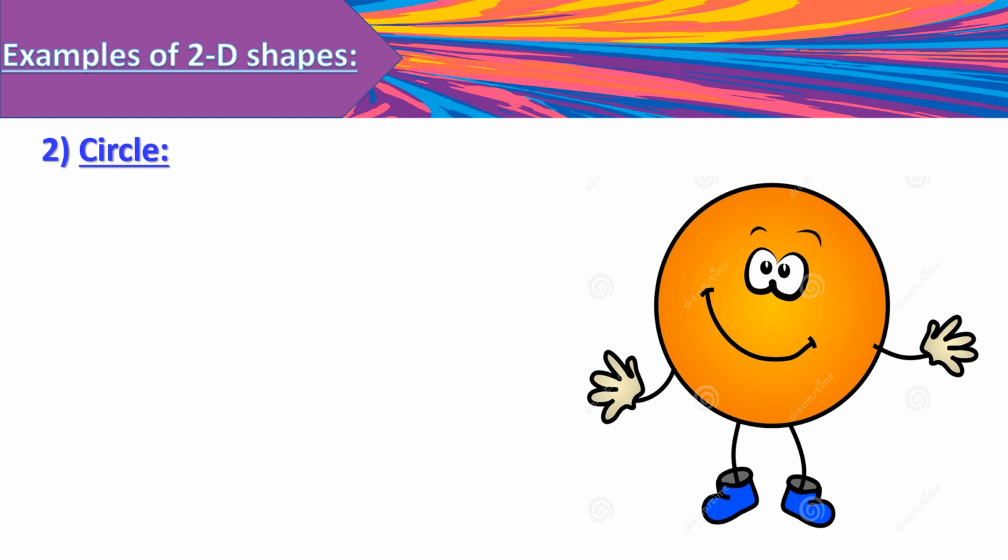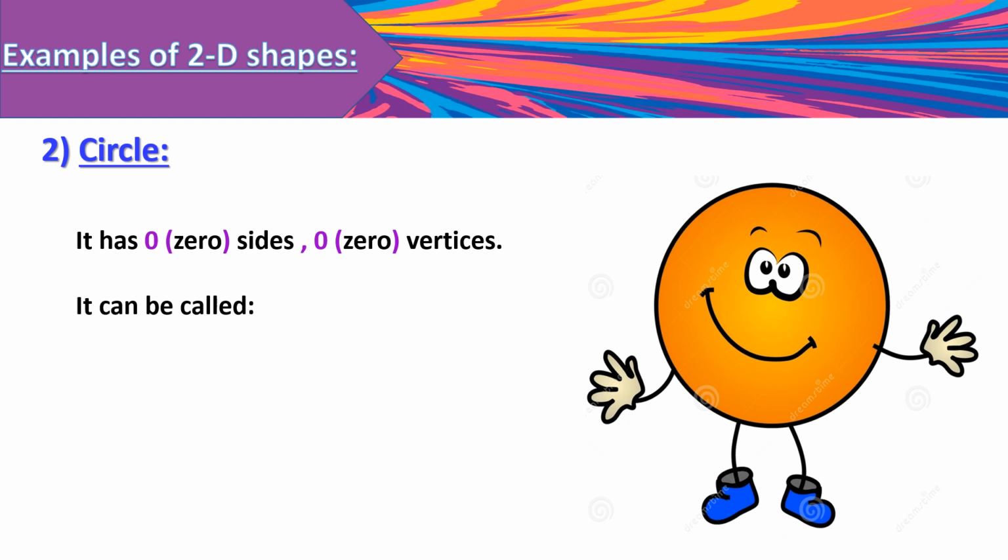The second shape is the circle. It has 0 sides and 0 vertices. We said that a side is a line segment. Do we have any line segments in this shape? No, we have nothing, 0. So it has 0 sides and 0 vertices. It can be called Mr. Zero because it has 0 sides and 0 vertices.